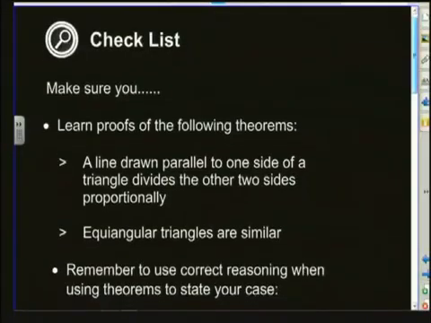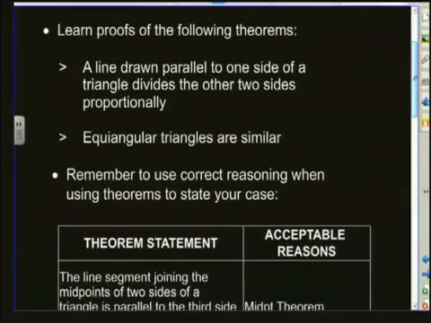Firstly, we're going to start by giving you a quick checklist of things you need to remember for the exams. So let's have a look at that. You need to remember to learn the proofs of the following theorems. A line drawn parallel to one side of a triangle divides the other two sides proportionately. And you also need to know the proof of the theorem that equiangular triangles are similar.